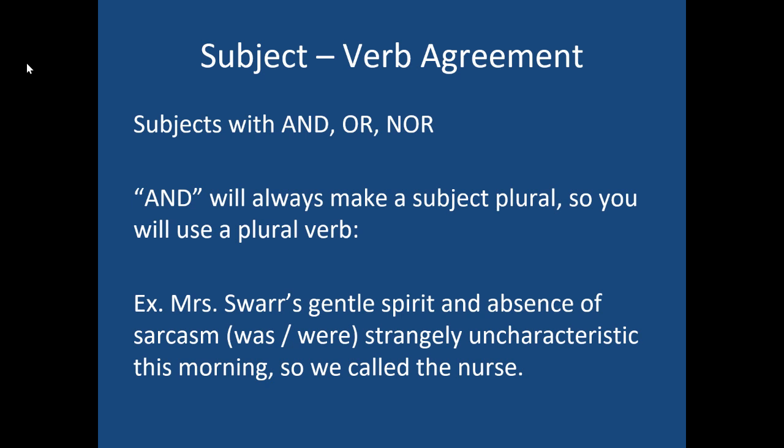So, for example, if I wrote, Mrs. Sware's gentle spirit and absence of sarcasm was or were strangely uncharacteristic this morning, so we called the nurse. Well, I use the word were. And so when I think about it, I actually have 2 subjects. I have spirit and absence, her gentle spirit and the absence of sarcasm. And so even though those individual subjects are singular, spirit and absence, when I glue them together, I've made something plural because of the word and, so therefore I use the plural verb were. It sounds sometimes tricky because the words absence and sarcasm are singular, but when I think about how I'm grouping that up with the word spirit, I realize, okay, 1 plus 1 is 2, and that's a plural word.